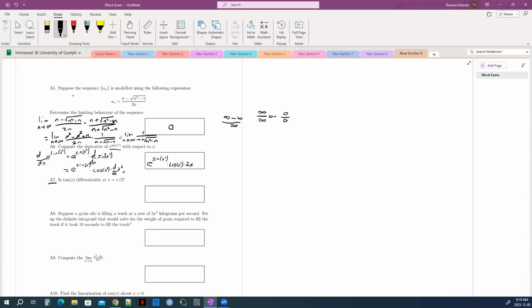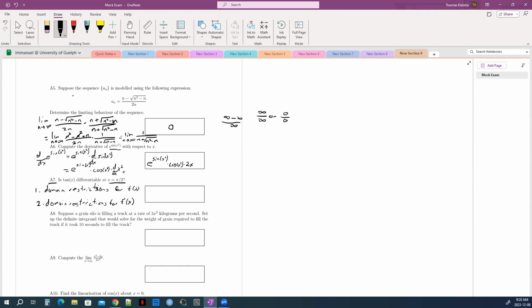A7 is asking if tan of x is differentiable at pi by 2. So when we're looking at a function like this and determining whether or not we're differentiable, we look at two properties. One, domain restrictions for f of x, and two, domain restrictions for f prime of x.